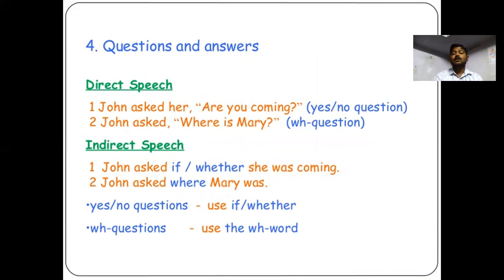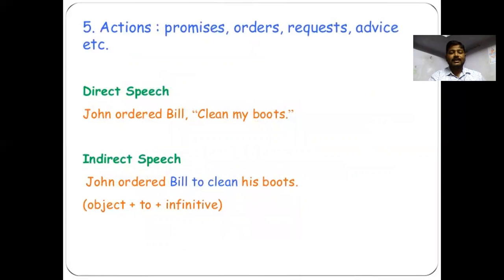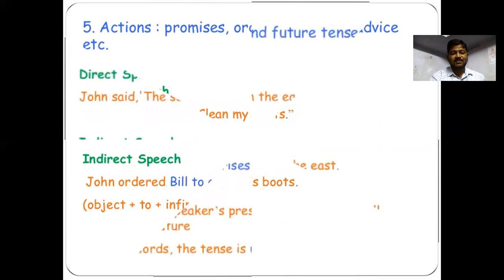Some examples we can observe. John asked her, "Are you coming?" This is a yes or no type of question. Look at the sentence: John asked whether she was coming or if she was coming. John asked, "Where is Mary?" John asked where Mary was. In direct speech, John ordered Bill, "Clean my boots." John ordered Bill to clean his boots. The to-infinitive is used here for an order.